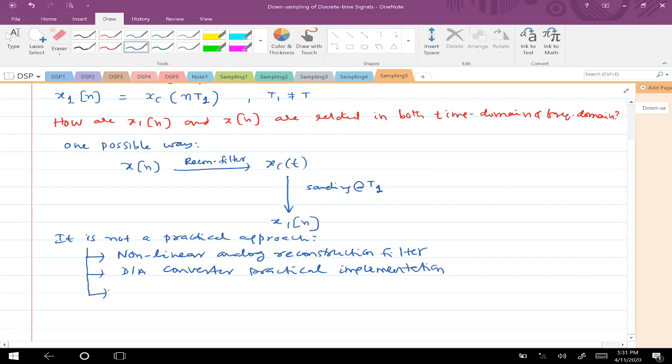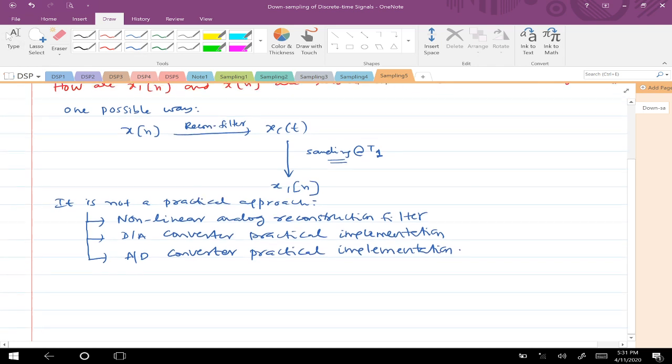Similarly, if you had done it the way we just discussed, it also requires sampling at t1, which requires an analog to digital converter. That practical implementation also has some issues, so that's not the way you do it. You would rather get it right away from x of n itself.